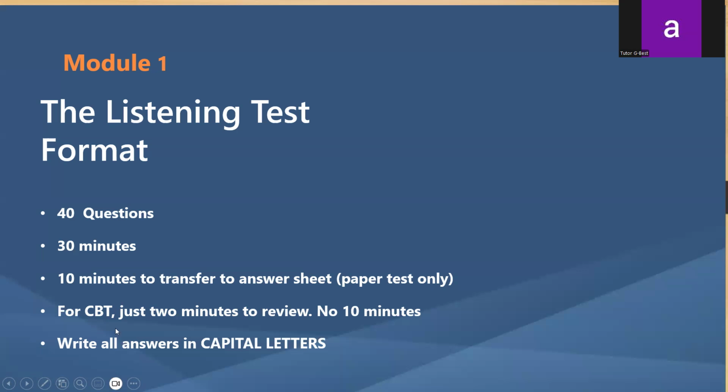If you're taking the computer-based test, at the end of the 30 minutes, after you answer the 40 questions, they will just give you 2 minutes to review your answers. No 10 minutes to transfer to an answer sheet. Obviously, there's no answer sheet in the computer-based test, so you don't need the 10 minutes. Now, it's strongly advised that you write all your answers in capital letters in the listening test. But that's only when you are transferring to your answer sheet.